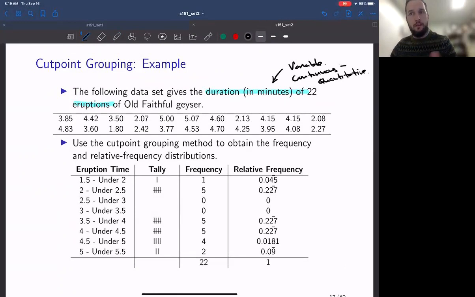And then we construct bins to drop the data points into. You can see here that the bin construction is very similar to what it was with limit grouping. The only difference is because we are working to some number of decimal places of accuracy, we now write the limits of the bins as being, in this case, for example, under 2. So what this means is that we would have 1.5 to like 1.99999 repeating. Okay. Sorry, I think I need round brackets there.